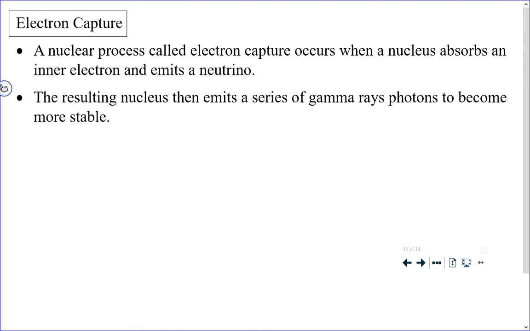We're going to find out what in just a minute, and the whole nucleus becomes more stable. In the process, there's a neutrino produced that's emitted from the nucleus, and then usually there's a short period of time where the nucleus becomes even more stable by emitting a series of gamma ray photons. So electron capture is almost always followed by gamma decay.